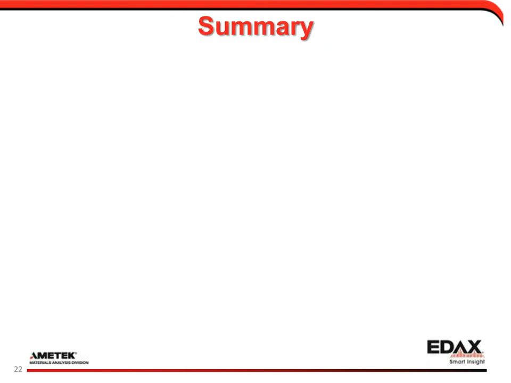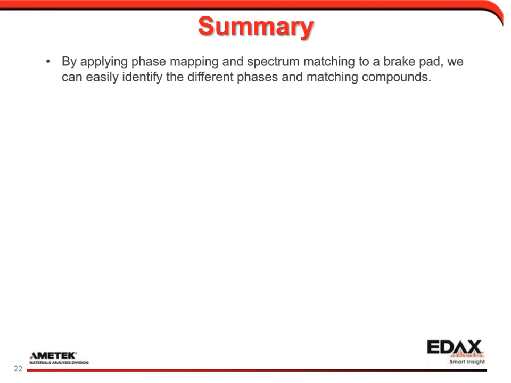So what do I want you to take away from this, and what did we actually go through in the presentation? Well, we showed that by applying phase mapping and spectrum matching, in this case to a brake pad, we can easily identify the different phases and match the compounds in there. So the idea is that we're not just getting the composition, so many atomic percent oxygen or iron or whatever else we have in there, but we actually get an idea of what compound it is.